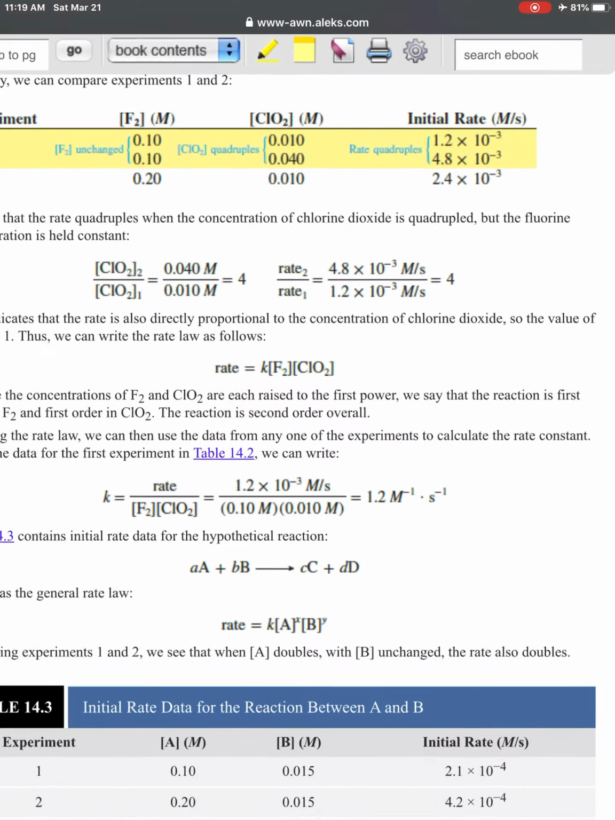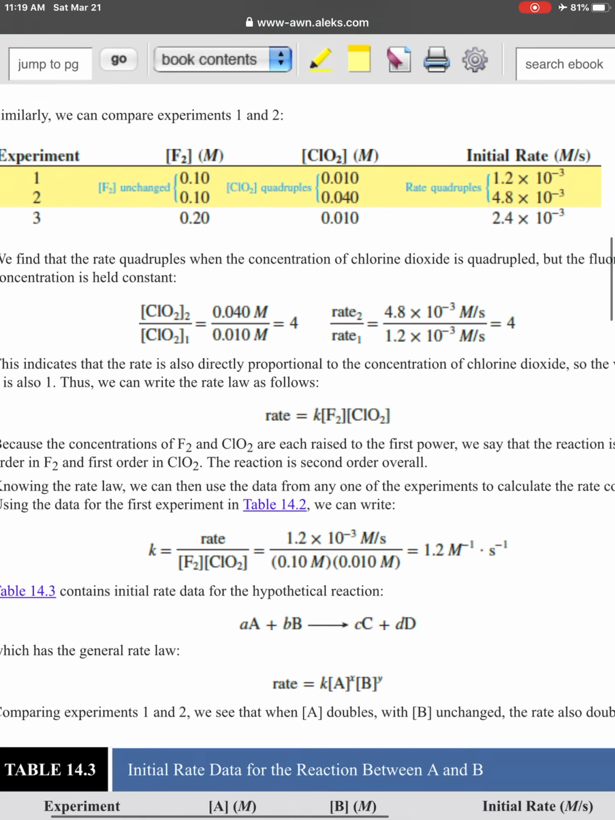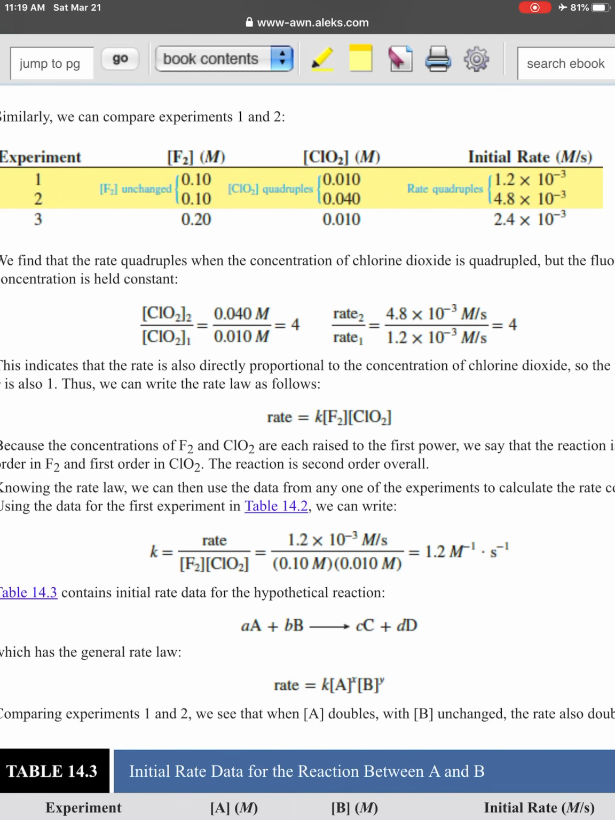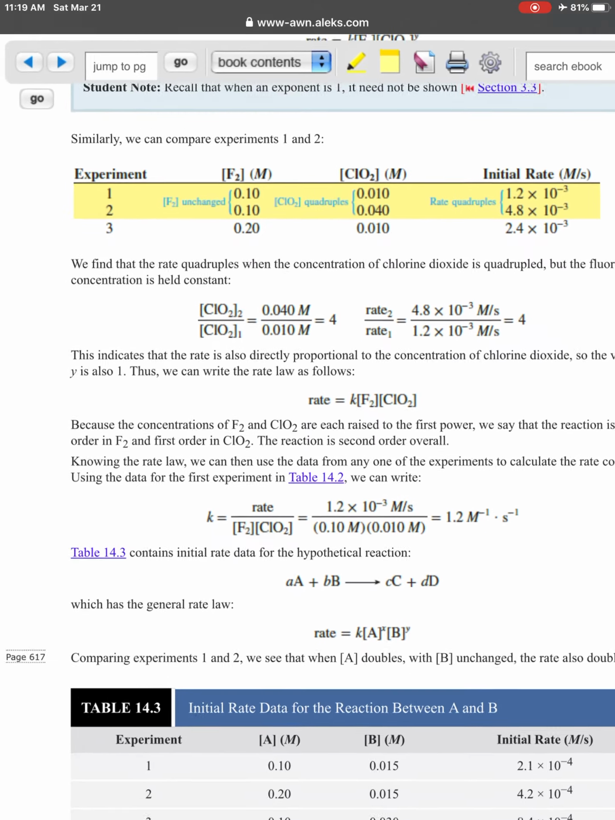So now take a look at experiments 1 and 2. What happens here? F2 is unchanged, 0.1 molar. ClO2 is quadrupled. It went from 0.01 to 0.04 molar. And look what happened to the rate. The rate quadrupled also. It went from 1.2 times 10 to the minus 3 molarity per second to 4.8 times 10 to the minus 3 molarity per second. So that's quadrupling, okay? So keeping F2 the same but quadrupling ClO2 quadrupled the initial rate.